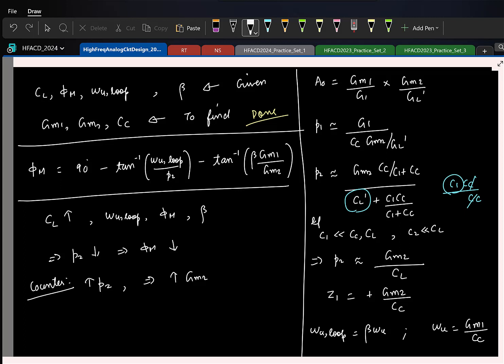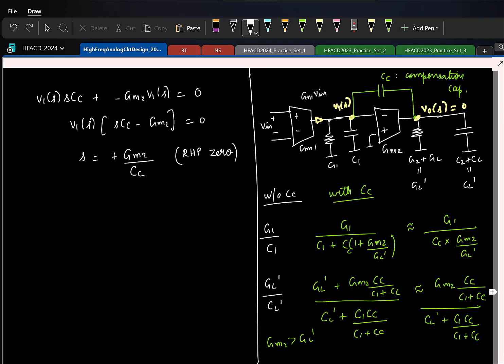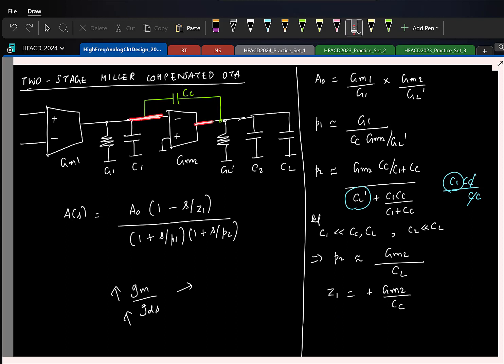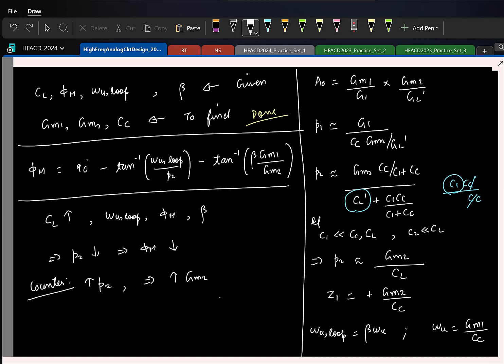If you recollect, GM2 is the second stage transconductance, and that we typically realize using a common source, because it takes in one input, one output. So it's a single transistor. So if you were to increase the GM without affecting anything, the simplest thing you can do is take an identical transistor and put it in parallel. Right? So now if this carries a current I, what will be the total current? And this corresponds to a transistor with a width of 2W.